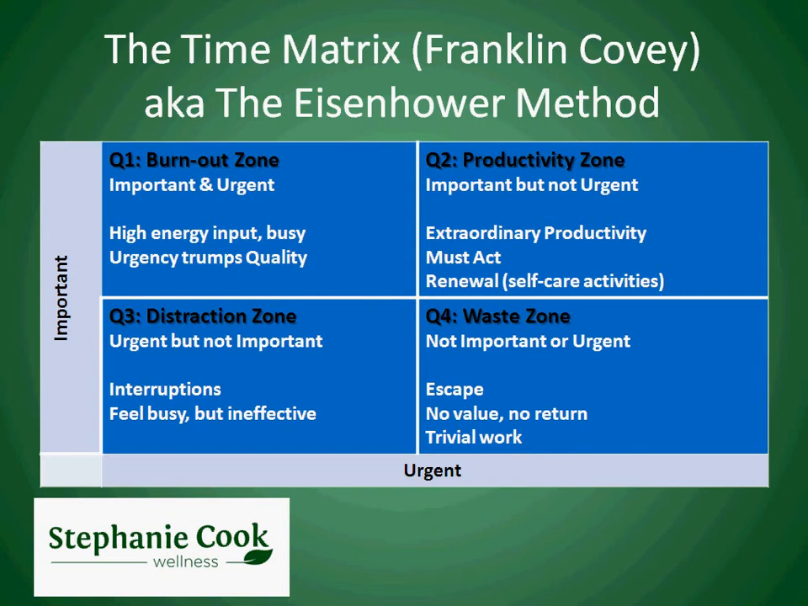Q3 is the distraction zone. These are activities that are urgent but not important. So when you're at work and someone says, I need this yesterday, can you do it for me right now? Drop everything you're doing. That is a distraction. Other distractions might include scrolling through social media, checking email, those little email notifications. I hate those things. I turned them off years ago. Online chat functionality as well can be a distraction.